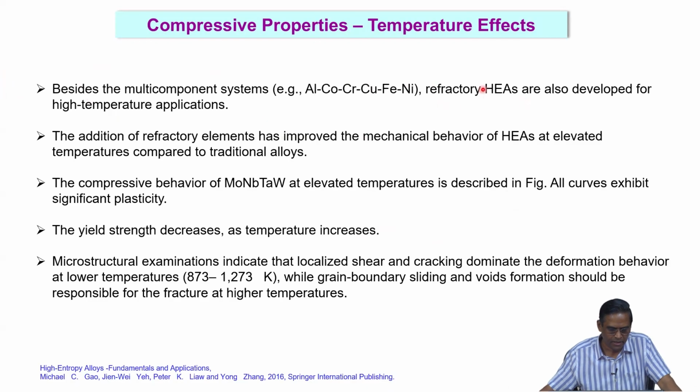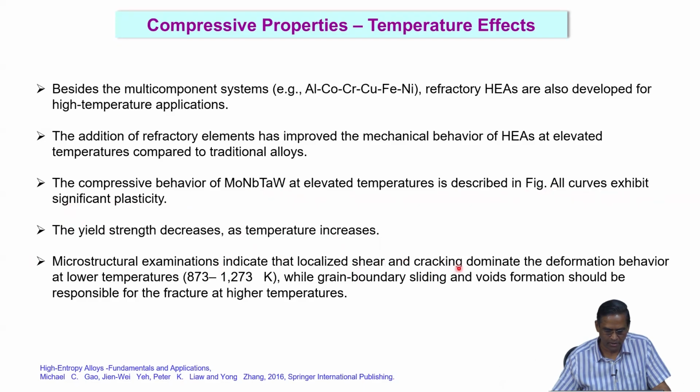So, besides this room temperature property, we also talk about the refractory high entropy alloys, which are primarily developed for high temperature application. Addition of refractory elements improved the mechanical behavior of these alloys compared to the traditional alloys. The compressive behavior of molybdenum, niobium, tantalum, tungsten at elevated temperature is described in a figure which I am going to show in the next slide. All the curves exhibit significant plasticity. The yield strength decreases as the temperature increases.